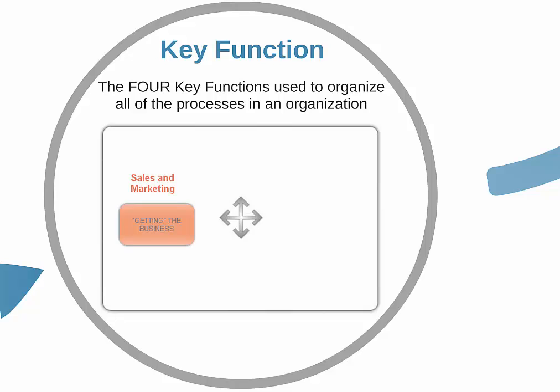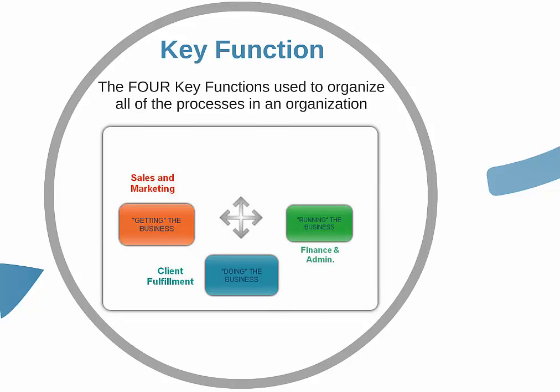You have to get the business, so these would be all of the sales and marketing processes. You have to do the business. You have to deliver on the promise made to your new client during the sales processes. So these would be all of the client fulfillment and customer service processes. In every business, you have to run the business. These would be all of the back office operational procedures for finance, administration, human resources, and IT type processes. How do we back up the computers? How do we get rid of a virus, for example?